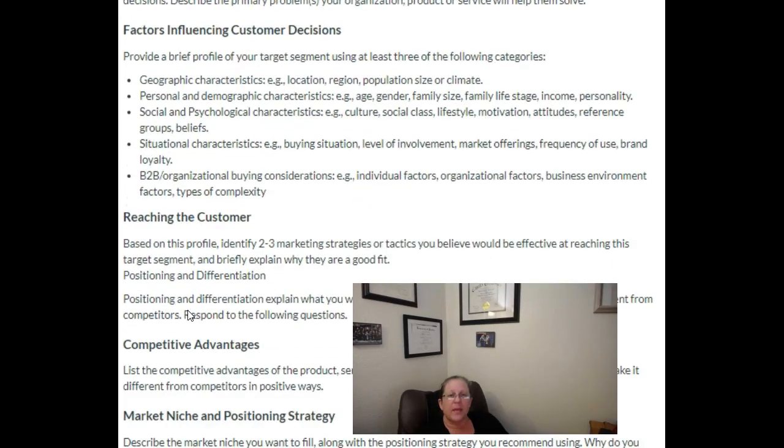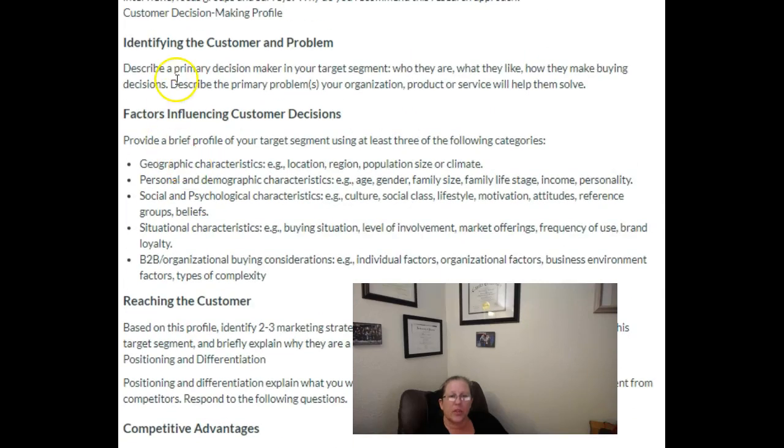Okay, and then next you're going to identify the customer and the problem. Describe a primary decision maker in your target segment. Who is the customer? What are they like? How do they make buying decisions? And then describe the primary problem your organization or product or service will help the customer solve.